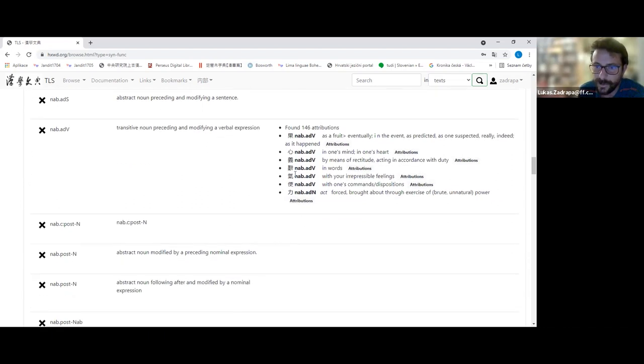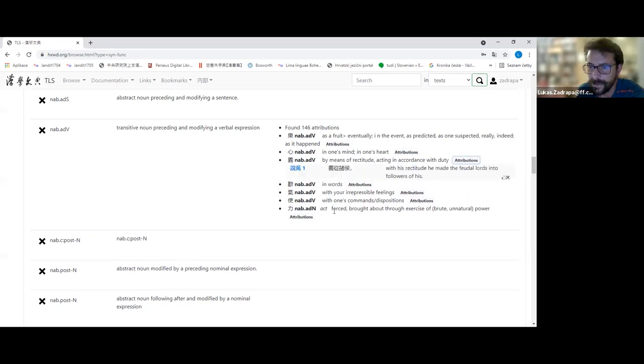So one can try anything. For example, here we have, let us say, this word, which is not an action noun, but it's an abstract noun. For the moment being, we can have a look at this one particular word, and we can see that it can be used adverbially. This is adv, that means adverbial modification, by means of rectitude, acting in accordance with duty. And we can have a look where this word occurs in this particular function. So it is in Shouyan, Yi Cun Zhu Hou: with this rectitude, he made the feudal lords into followers of his.